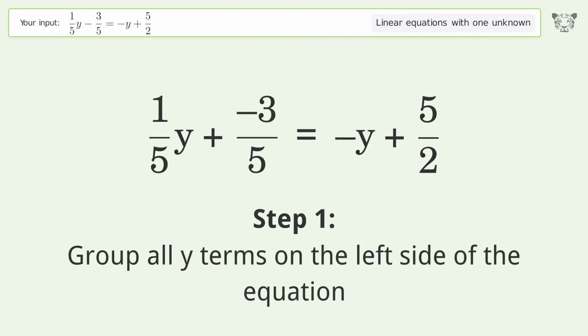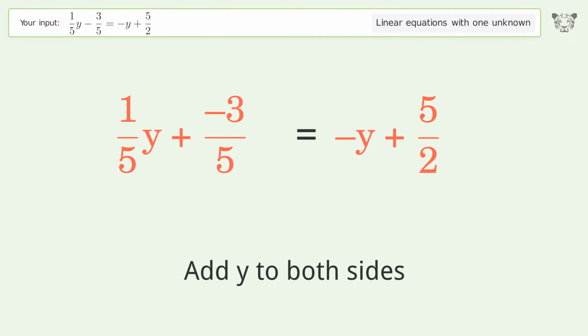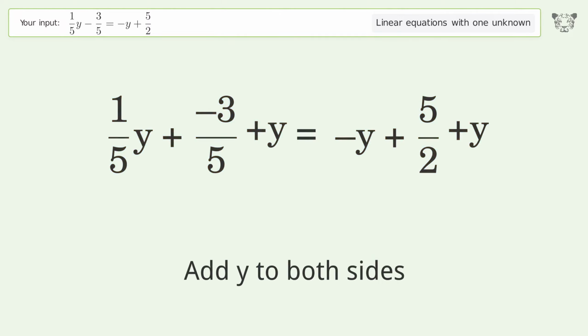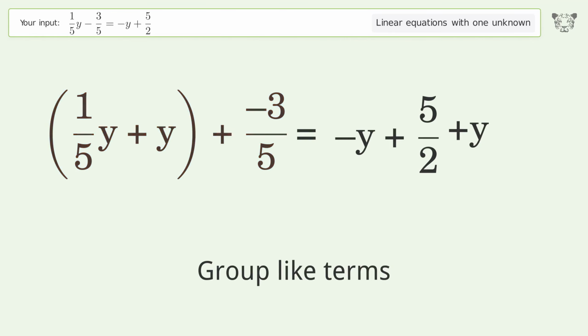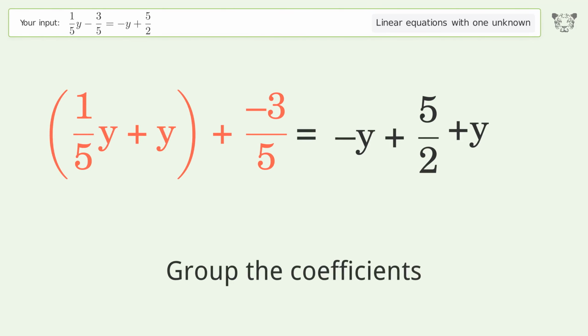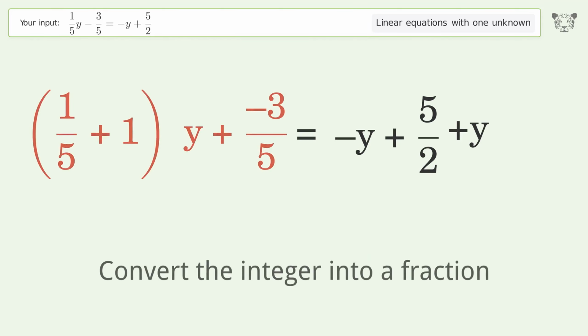Group all y terms on the left side of the equation. Add y to both sides. Group like terms. Group the coefficients. Convert the integer into a fraction.